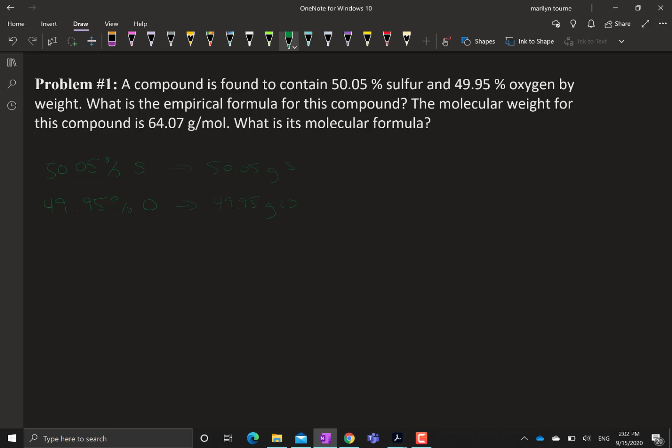Now, being in grams, we're in a unit that we can work with, that we should feel comfortable with. Once we're in grams, we have to convert these things to moles. Remember, moles are the only thing that you can relate other atoms and other compounds to. You can't do it with grams, you can't do it with particles, you can't do it with any other unit, but you can do it with moles. So let's go ahead and convert both of these to moles. If you look at the periodic table, sulfur weighs 32.07.